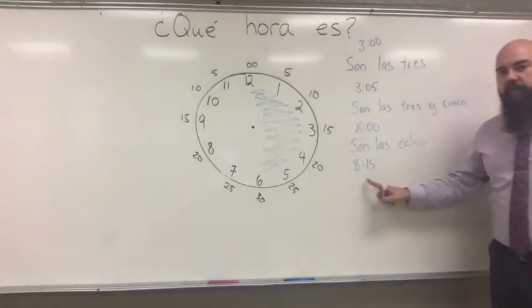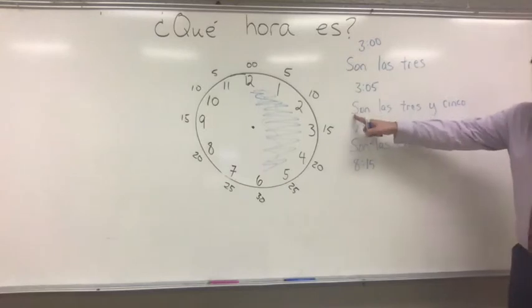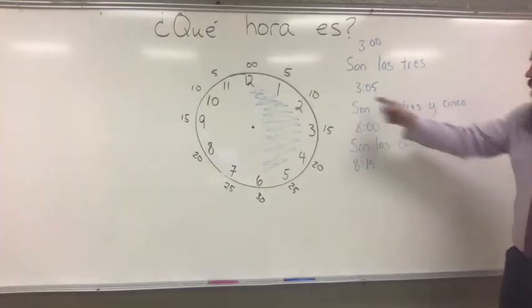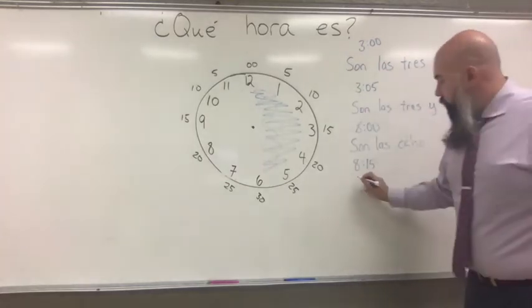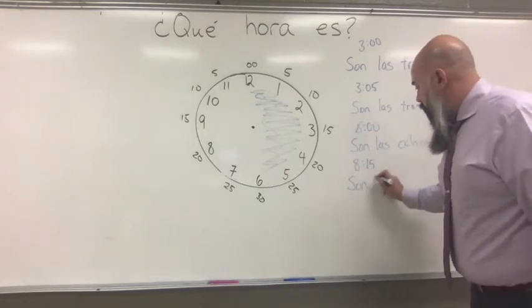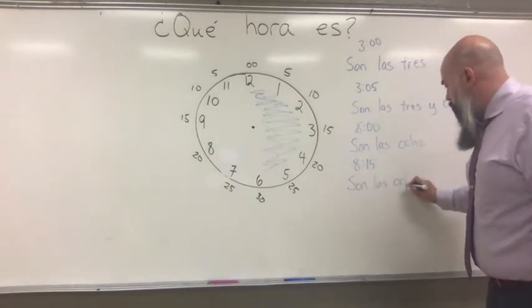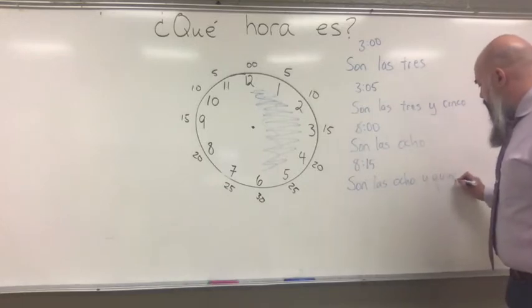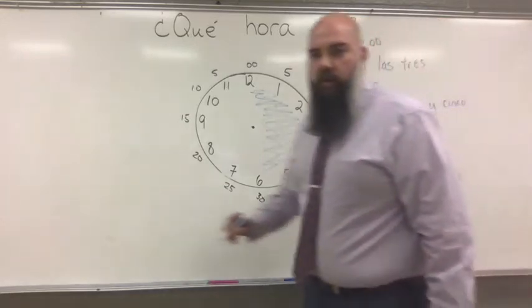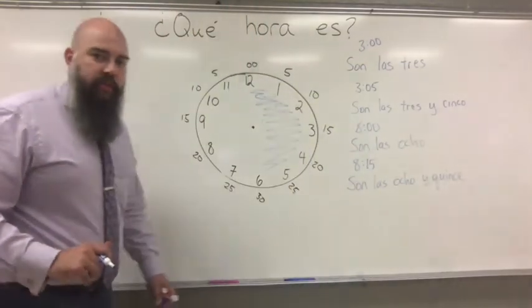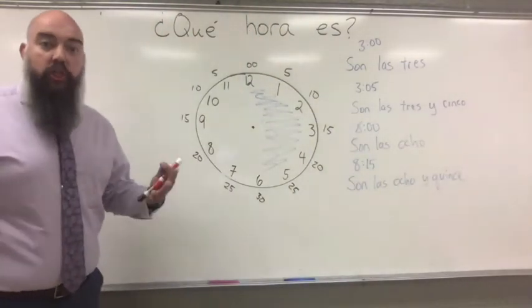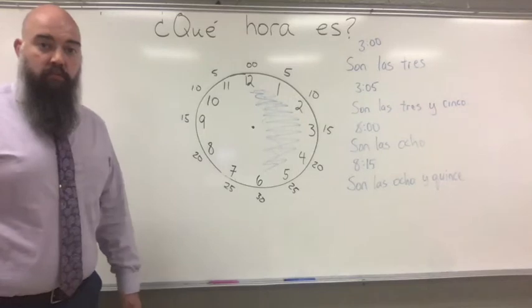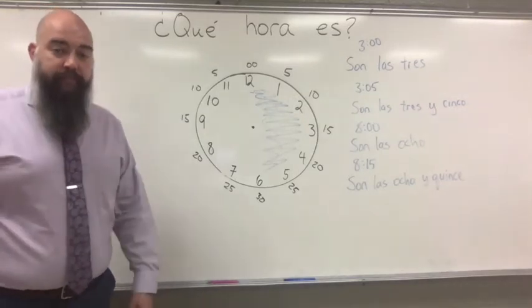All right, 8:15. We'll use the same pattern we did earlier. Son las tres y cinco for 3:05. Well, now we're going to do the same thing for 8:15. Son las ocho y, instead of cinco, I'll use quince. Son las ocho y quince. Things are still happy. That's a good thing.